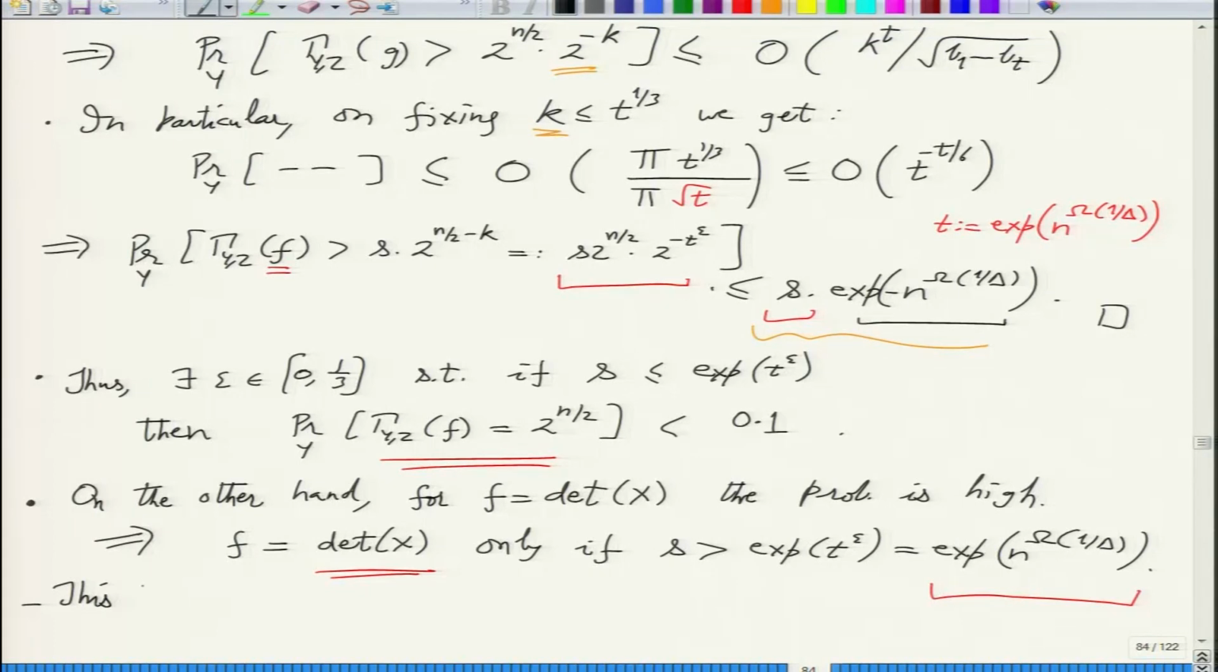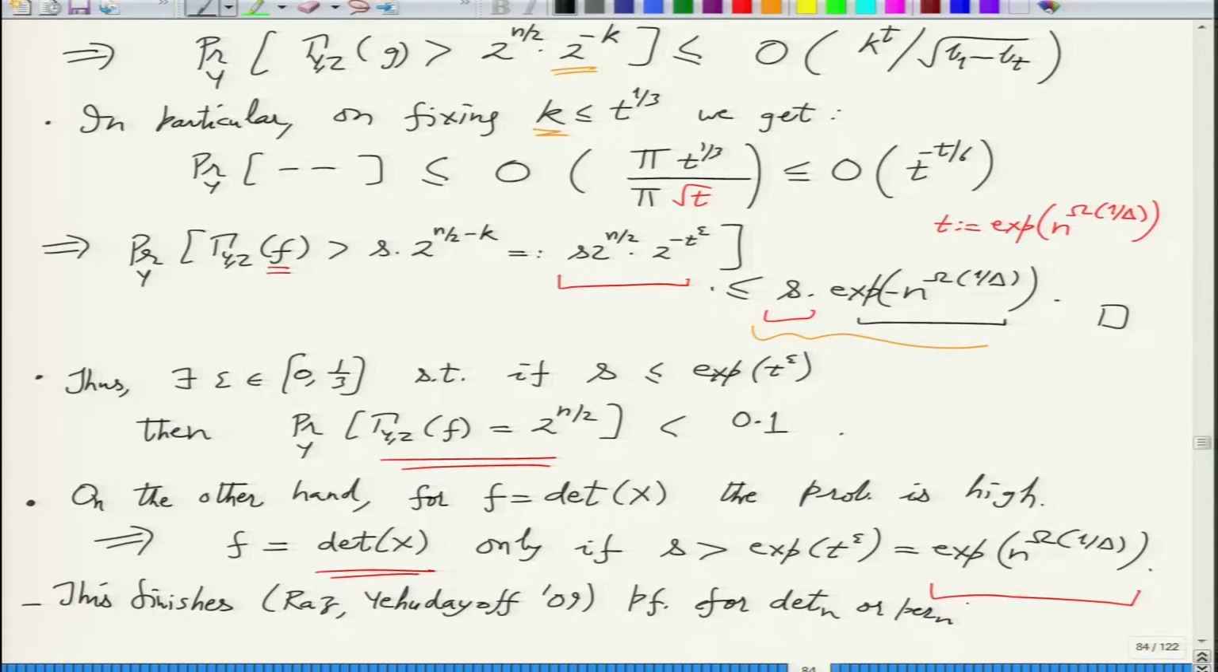So this finishes Raz and Yehudayoff's proof for determinant, n cross n determinant, and the same thing for permanent, against constant depth multilinear model. Okay, so any question?